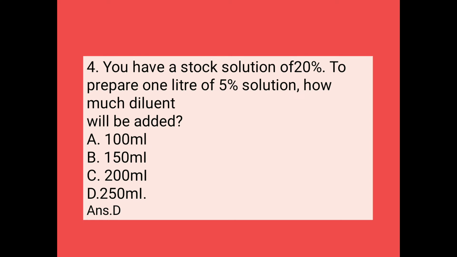Next question. You have a stock solution of 20%. To prepare 1 liter of 5% solution, how much diluent will be added? Options are 100 ml, 150 ml, 200 ml, 250 ml. Correct answer is option D, 250 ml.